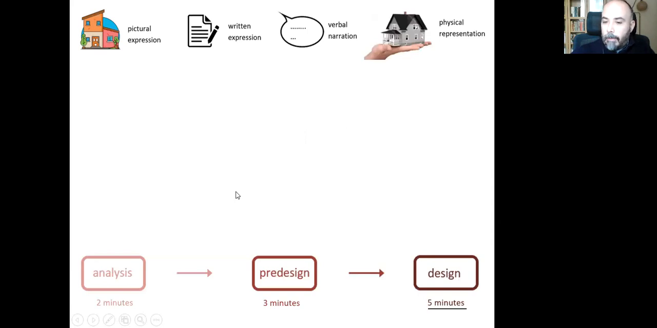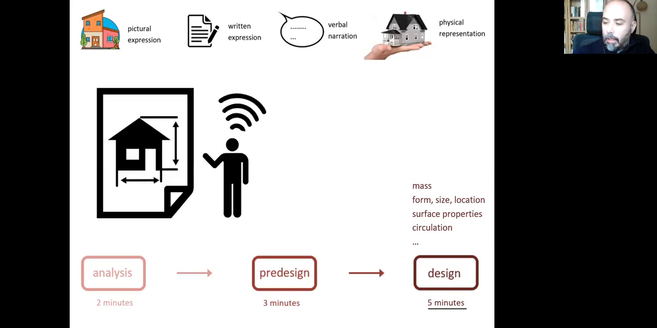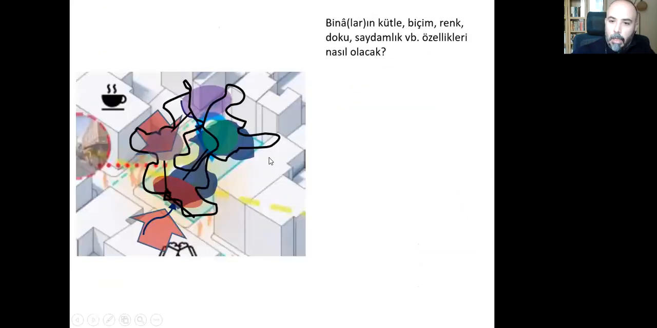And in the last 5 minutes, you can talk about your design decisions, the mass, form, size, location, surface properties, and circulation decisions for your spaces. And you need to, again, determine what you are going to talk about, which images you will be showing, and if you are going to support your presentation with a model or not. It is a nice way of doing this presentation over a series of images like this.